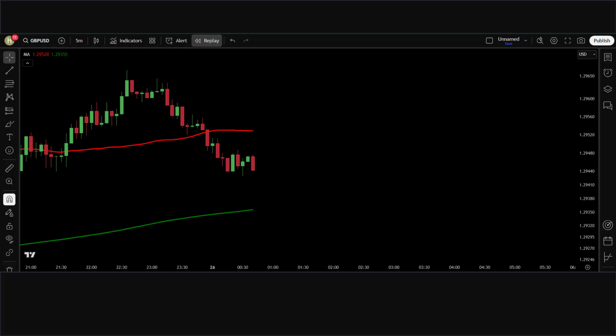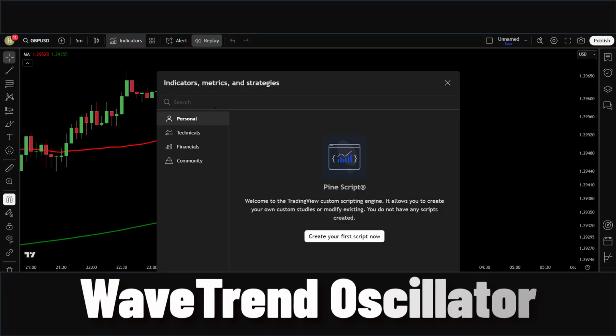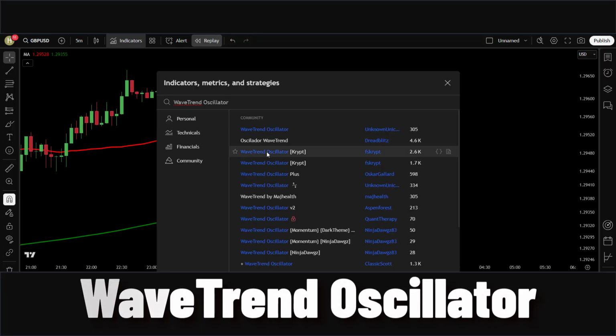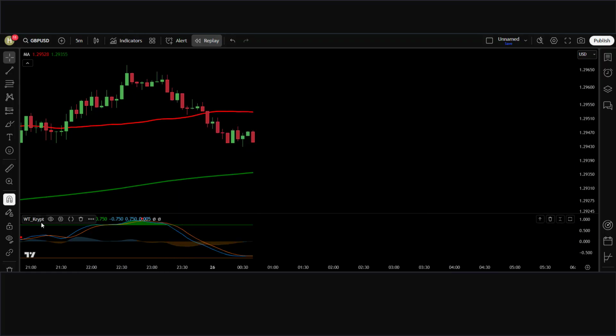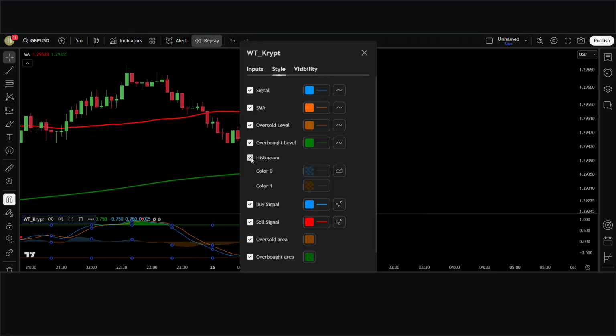After that we have to apply another indicator on the chart. The second indicator is the WaveTrend Oscillator. Keep the indicator settings as I have shown here.